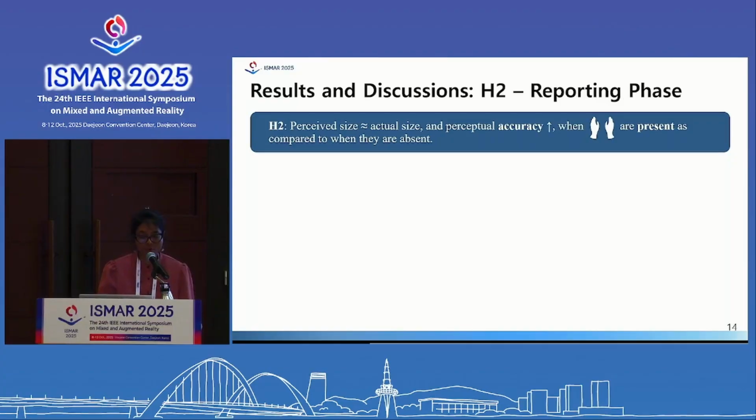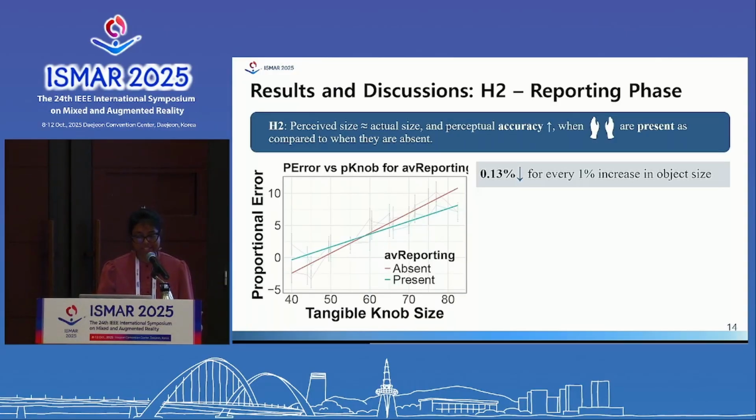In the second hypothesis, we expected the perceived size to be more accurate if the hand avatars were present in the reporting phase. Significant statistical results from the signed proportional error model showed that for every 1% increase in the object size, there was a 0.13% decrease in the perceived size. The same can be observed from the graph.